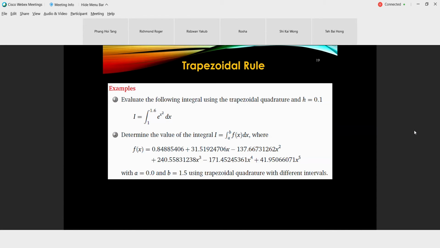Now let's try an example for the trapezoidal rule. We would like to get a feel for how to directly use the trapezoidal rule. First example: evaluate the following integral using the trapezoidal quadrature and h equal 0.1.